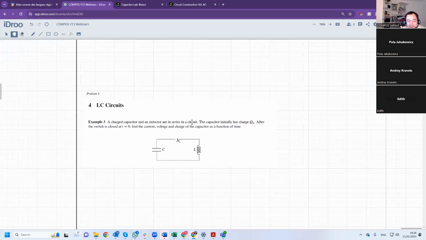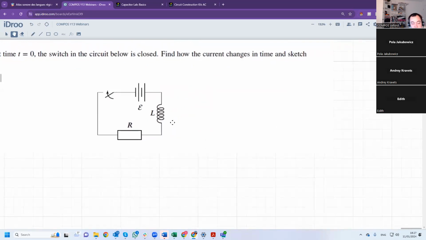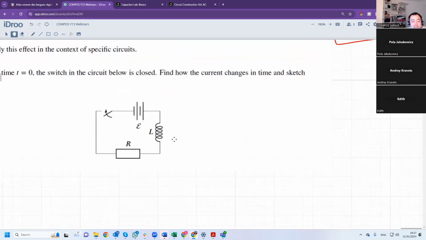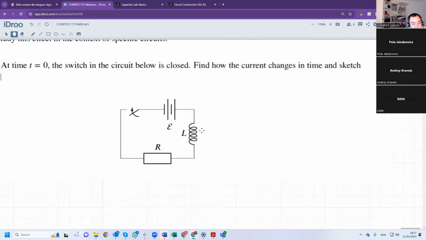So if the current is increasing, the inductor will try to decrease it. And if the current is decreasing, the inductor will try to increase the current. It works in the opposite way. We could also say that the inductor stores energy. The coil stores magnetic energy.